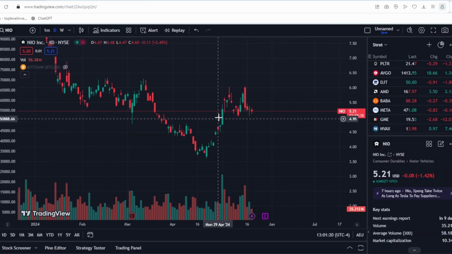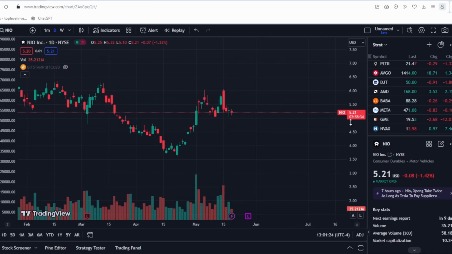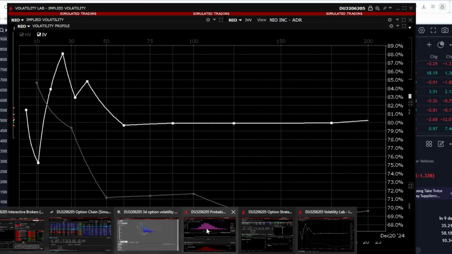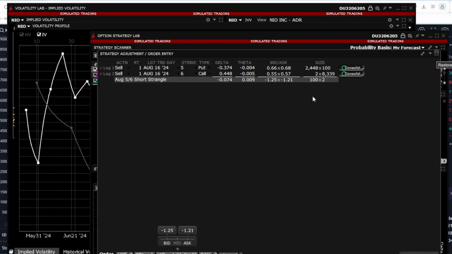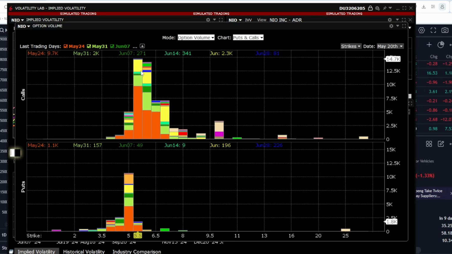However, it comes with significant risk. If the stock price moves sharply either up or down, we could incur substantial losses. Hence, I don't recommend opening this strategy without a thorough understanding of the risks involved and the ability to manage the position actively. To make money with this strategy, you need to manage it carefully, selling and buying the underlying stock as necessary. Now, let's look at the trading volume of options, which is crucial.